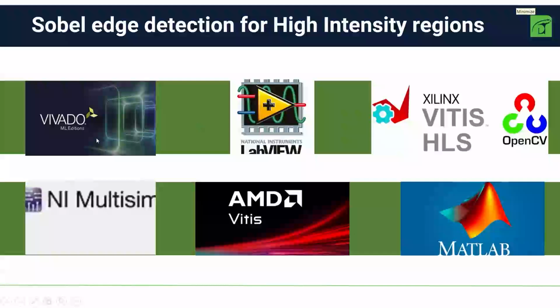Vivado is basically used for block design, and lots of processor block designs can be built in Vivado. LabVIEW is used for NI USRPs. We do the USRP programming through LabVIEW. Xilinx Vitis HLS is used to create our own custom IPs, and along with OpenCV platforms, we can use the Vitis IPs.